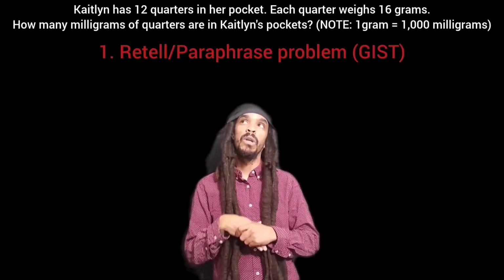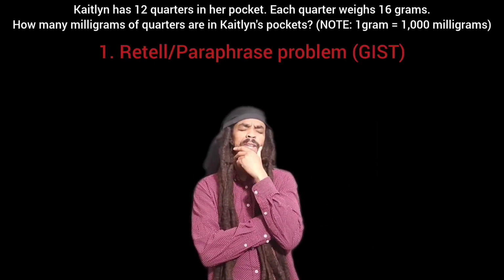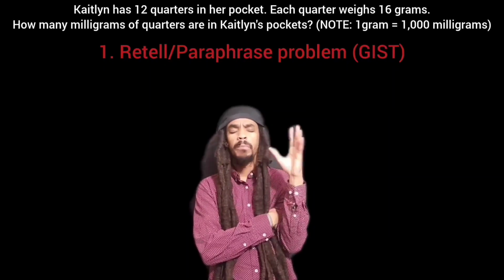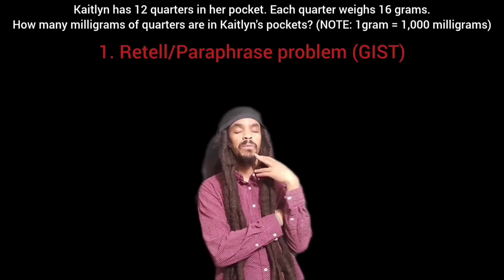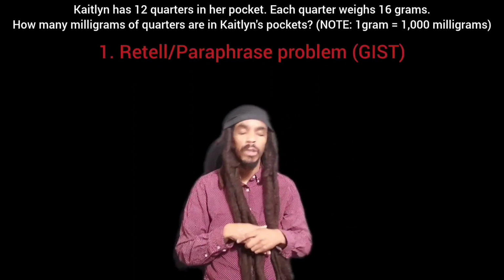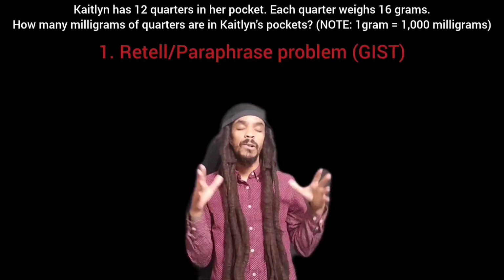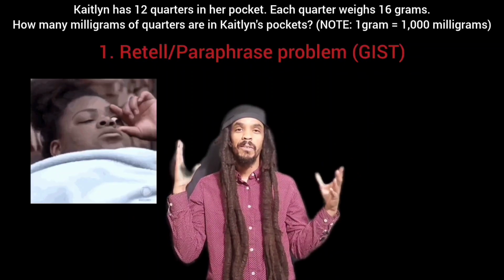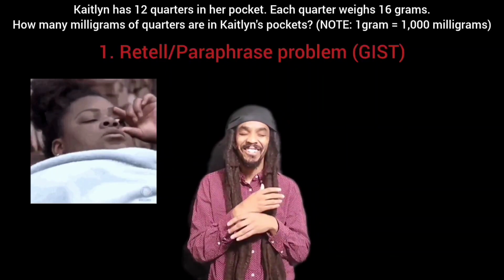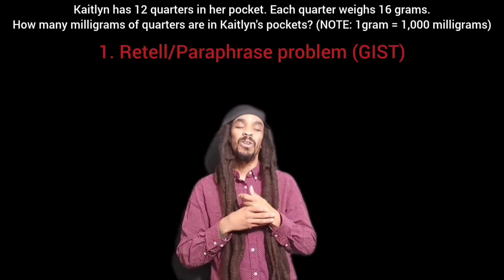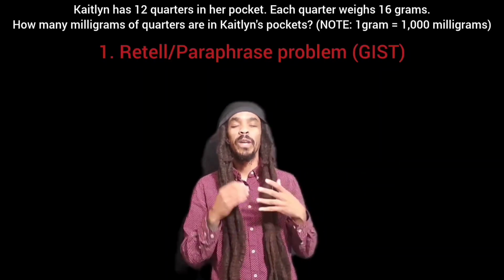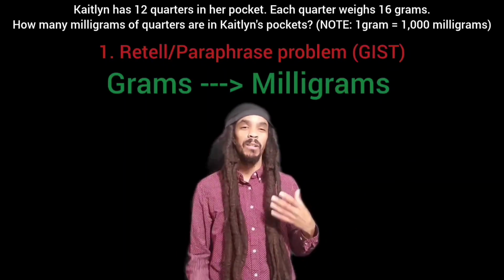For example, this one I'll probably be like, all right, Caitlin's got some quarters. Notice how I'm not really so much worried about the numbers. We'll get to the numbers when we jot our key information. But basically, Caitlin got some quarters. Each quarter weighs this certain amount, and that weight is in grams. We are trying to tell you what the total weight of the quarters is in milligrams.